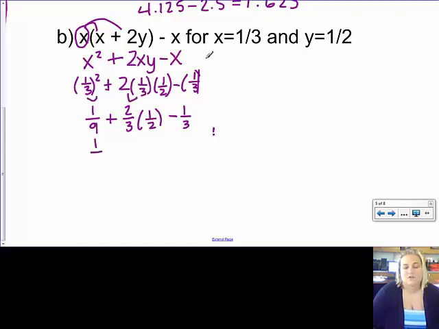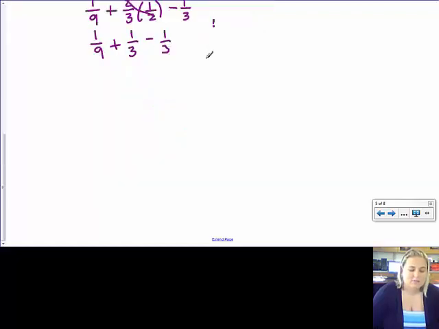1/9 still doesn't change. Plus, when I'm multiplying these two, this is going to cancel because this is in the numerator and this is in the denominator. I can cancel over that multiplication. So I have 1/3 minus 1/3. Now I have to follow my order of operations, which is addition and subtraction from left to right.